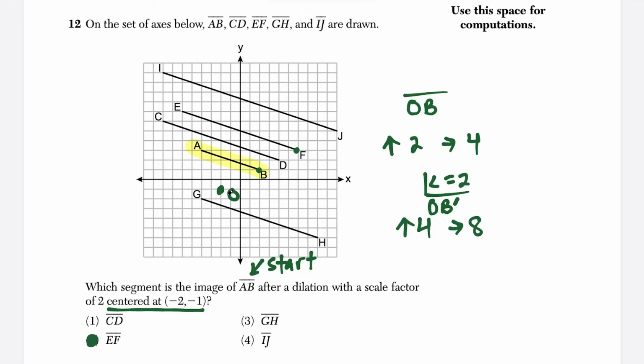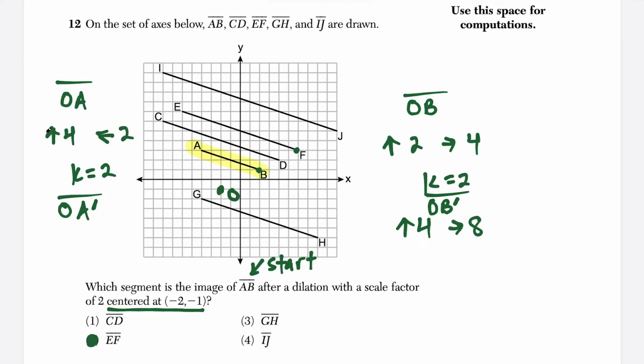But one thing we could do to be 100% sure is use the rise over run method to bring us from A to hopefully point E. So now for OA, we're going to count the rise over run. We're going up 1, 2, 3, 4, and to the left 2. So we're going up 4, and to the left 2. And now we apply the scale factor of 2, and that's going to take us from O to A prime.